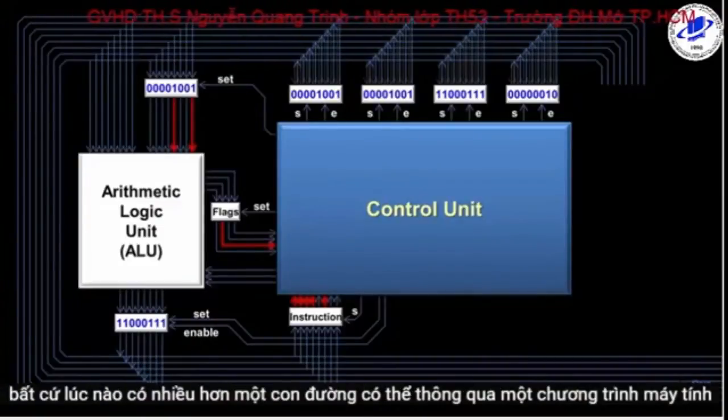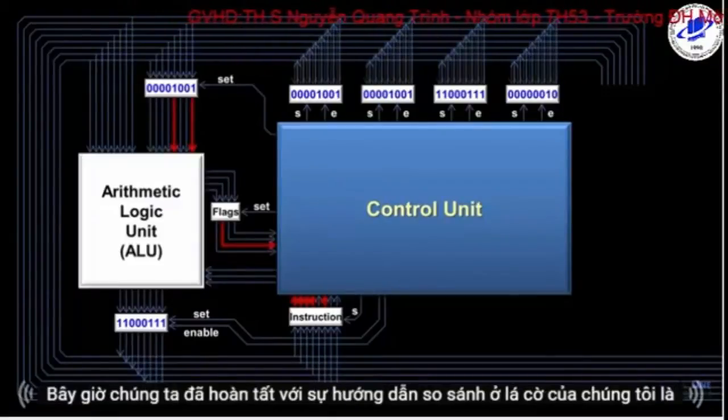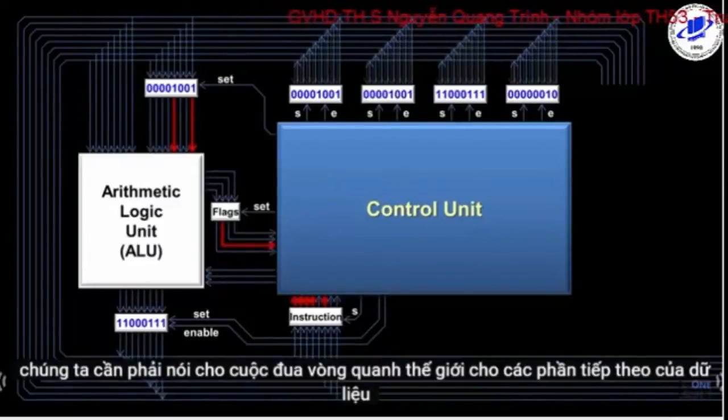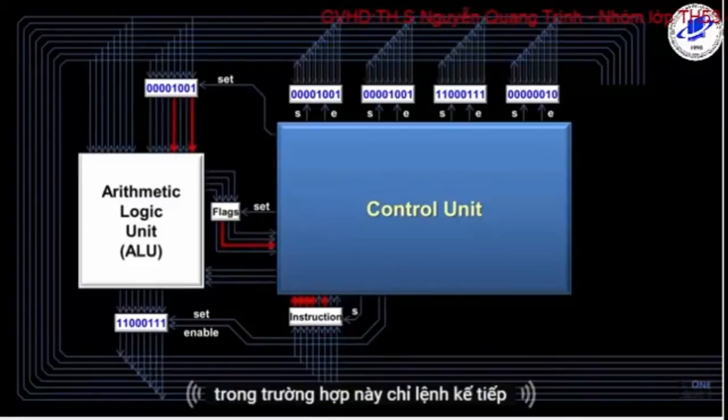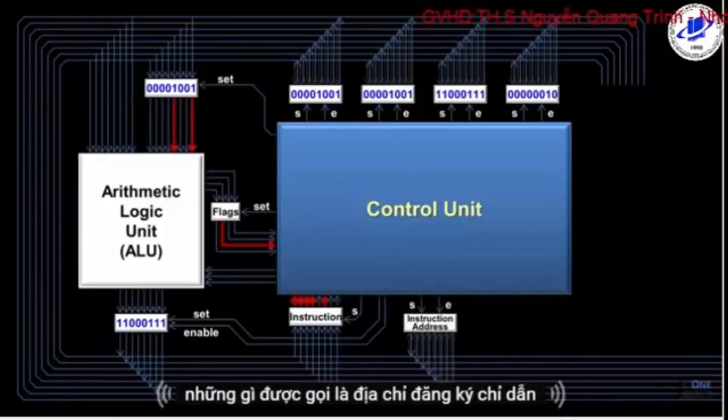Anytime there is more than one possible path through a program, the computer is using these instructions to tell it which way to go. So now that we're finished with the compare instruction and our flags are saved in the flags register, we need to tell RAM that we're ready for the next piece of data, in this case the next instruction. So inside the CPU, another register that is very important is what's called the instruction address register.